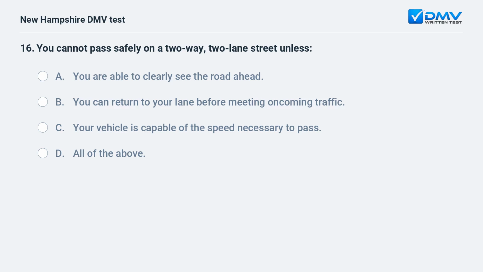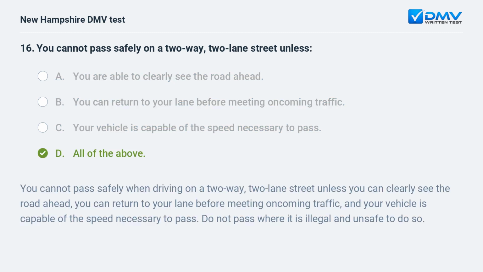You cannot pass safely on a two-way, two-lane street unless: A. You are able to clearly see the road ahead. B. You can return to your lane before meeting oncoming traffic. C. Your vehicle is capable of the speed necessary to pass. D. All of the above. The answer is D. All of the above.